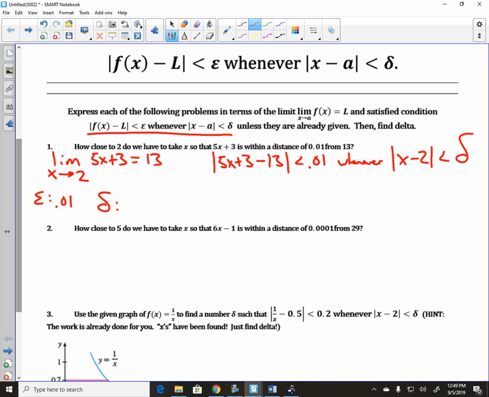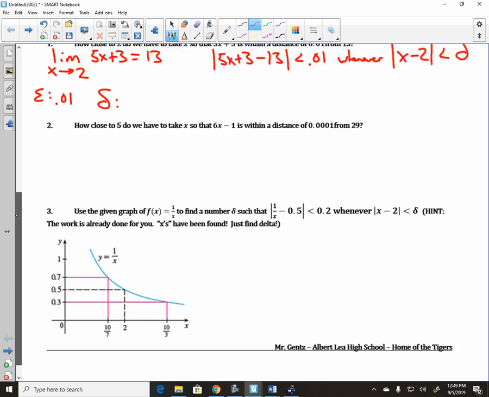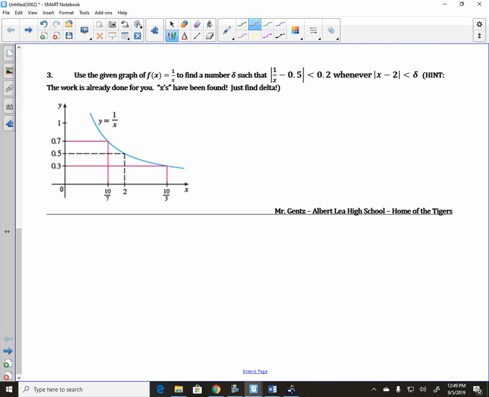Now that you've set up problem one, you know how to do this now, don't you? We've been doing this the whole time, haven't we? So would you be able to do number two? Look at number three. Let's write the limit. Don't answer right away, but look at what's given here. What do you think A is? Why do you say 2?